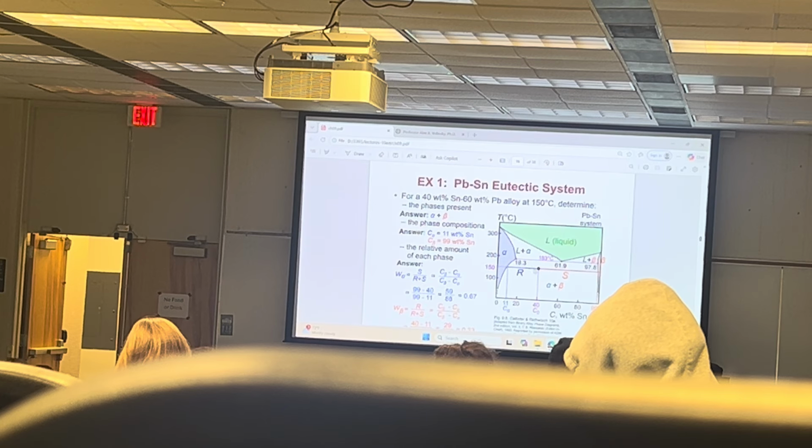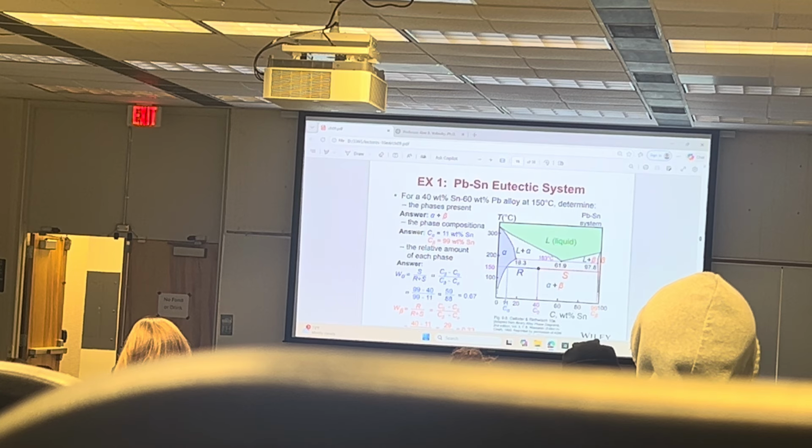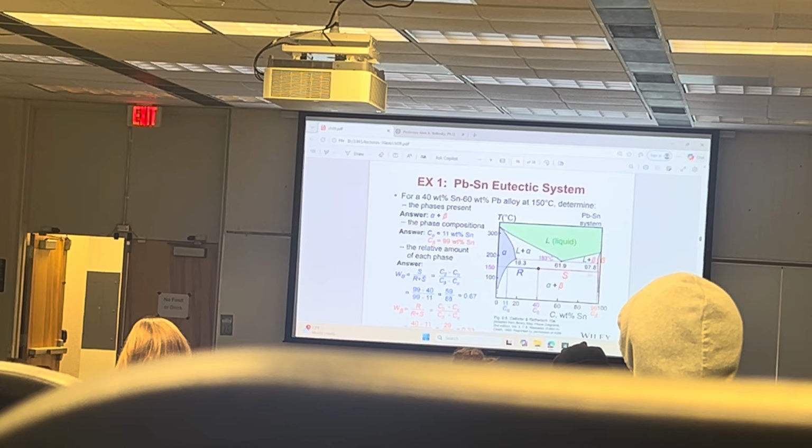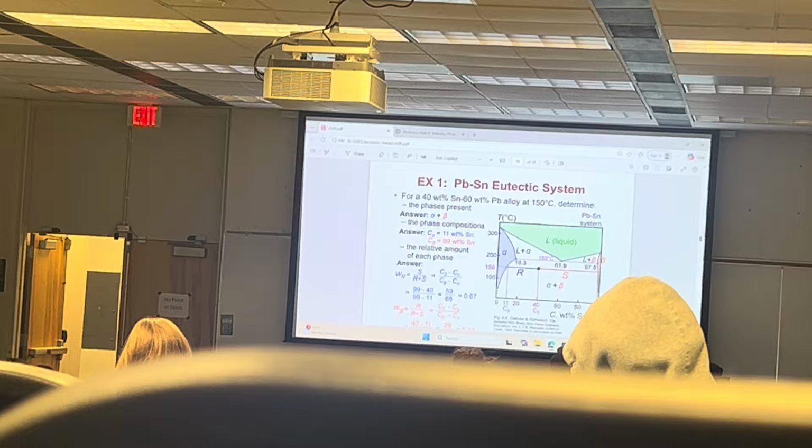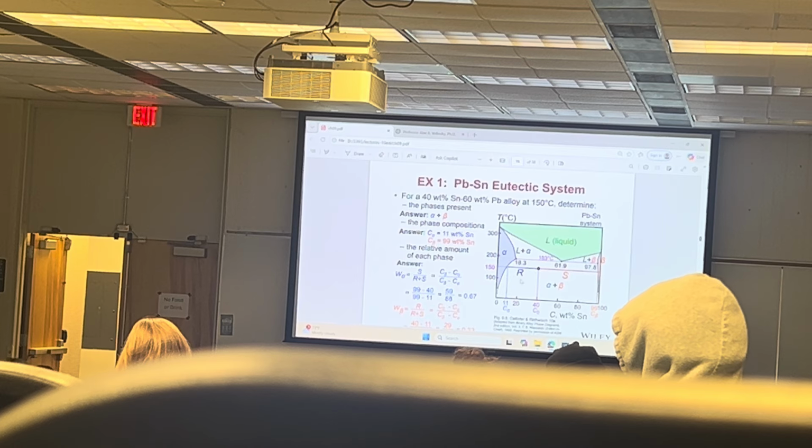We are asked to determine what phases are present. And the answer is alpha plus beta, 2 phases. The composition of the alpha phase is 11% tin. The composition of the beta phase is 99% tin. So alpha phase is primarily lead and beta phase is primarily tin.